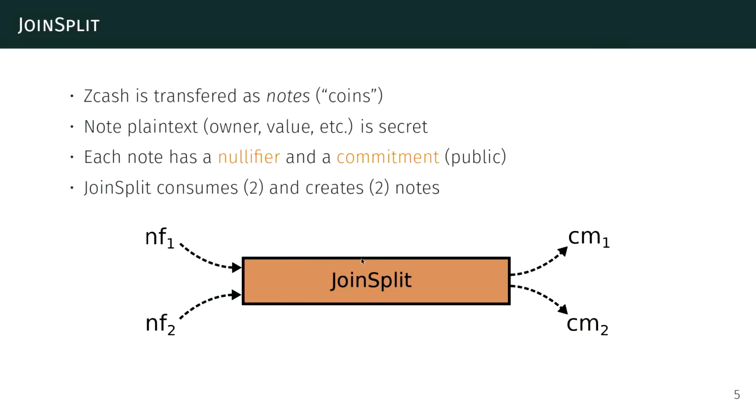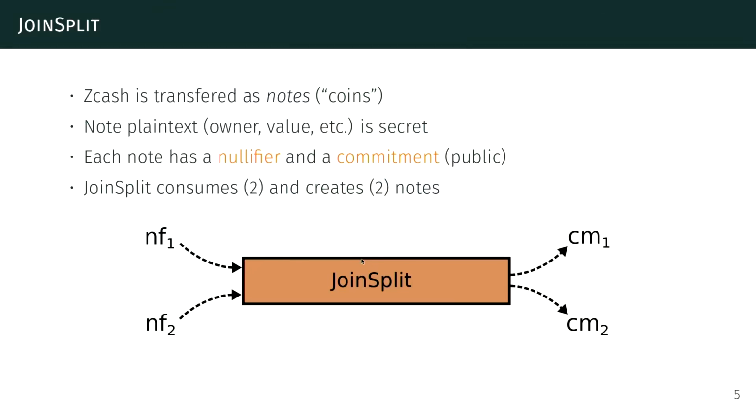So let's jump right in. What does a join split look like? As a major difference from Bitcoin, value in these new Zcash transactions is actually transferred in the form of virtual coins. That's kind of ironic, because Bitcoin, despite the name, doesn't actually contain any sort of coin concept anywhere.